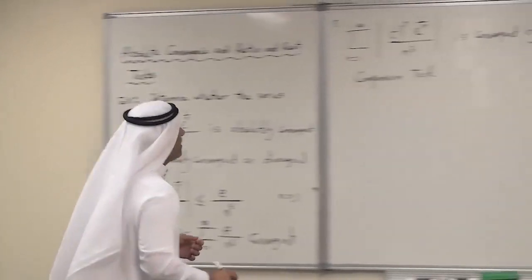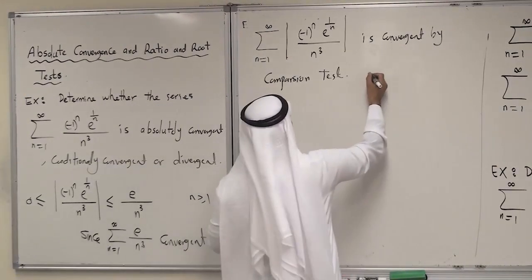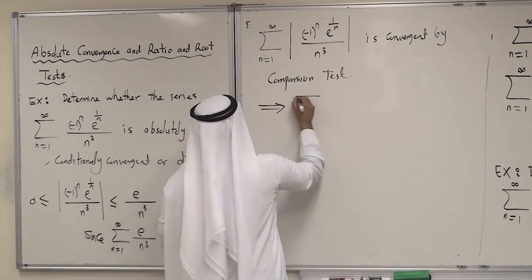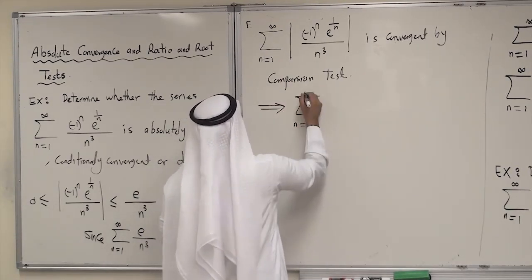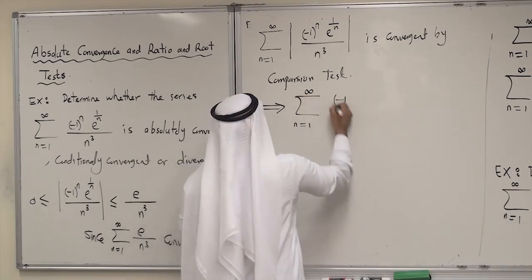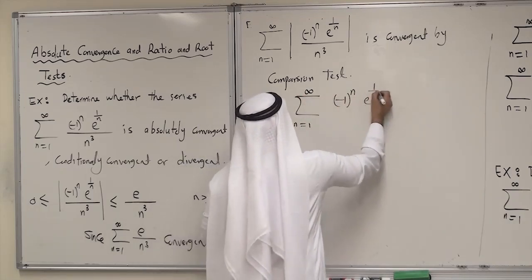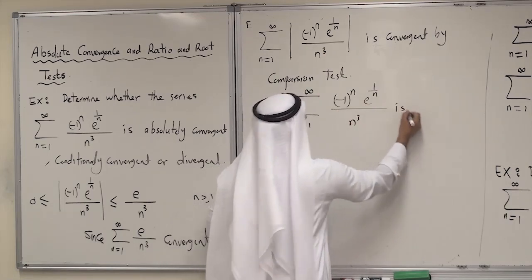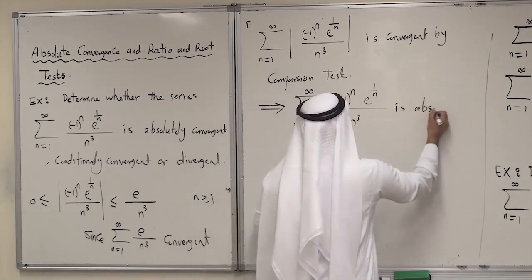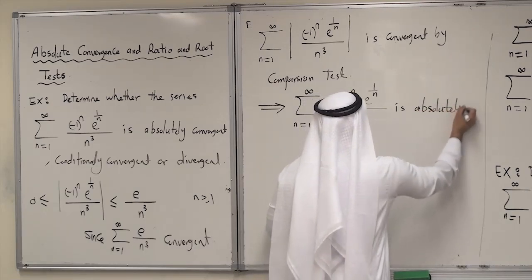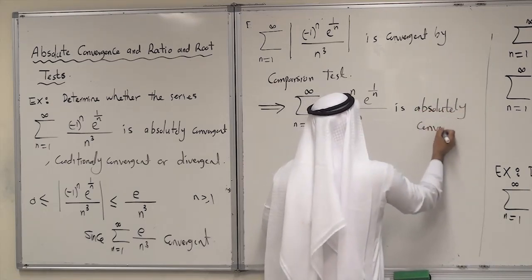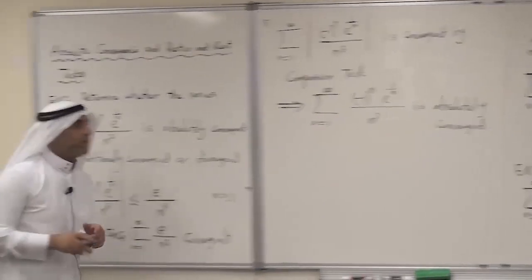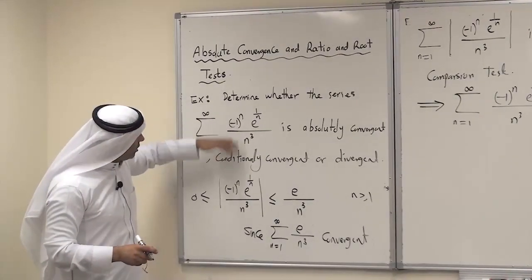So what is the conclusion now? This implies our series here, which is the sum from n equal to 1 to infinity of (-1)^n e^(1/n) over n cubed, is absolutely convergent. And since it is absolutely convergent, automatically it will be convergent. Do we need to check if it is conditional convergence?